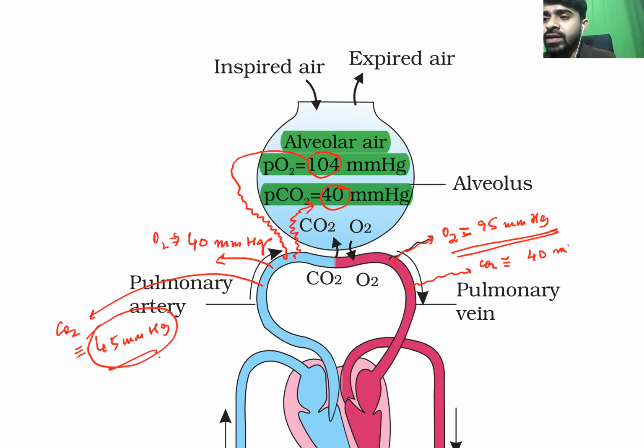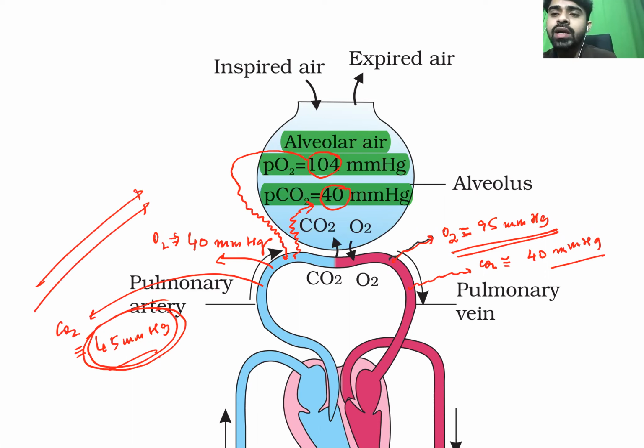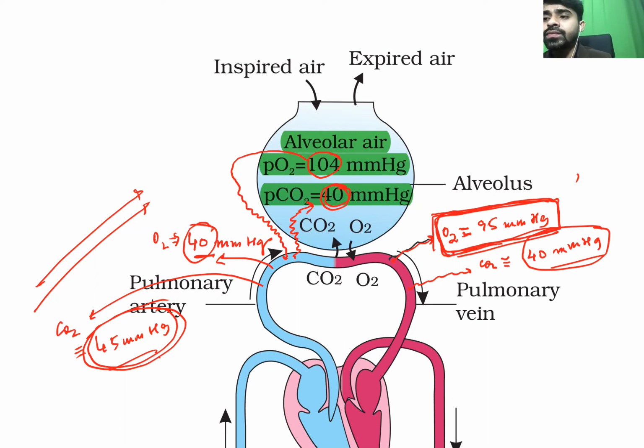So you can say that, yes, sir, it was 45 and the exchange process goes until it becomes 40 on both sides. And that's why this is 40. But for oxygen, you have to remember, you can't expect 104 here. Rather, you can say, sir, oxygen is 40 here, so the diffusion process should continue until it becomes 40. But no, it would continue until it becomes 95. So 95 is the oxygen in the artery level. CO2 is 40, 95 is oxygen in pulmonary vein level, and CO2 is 40 at pulmonary vein level.